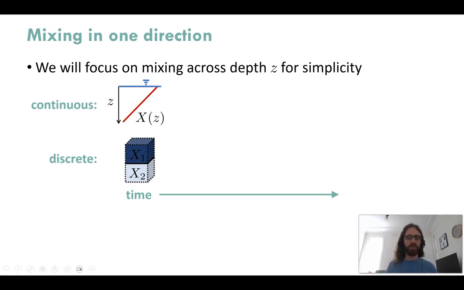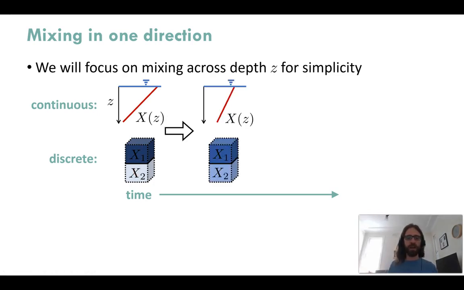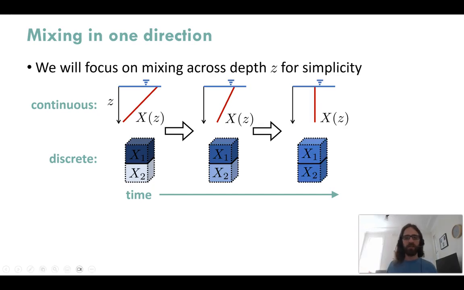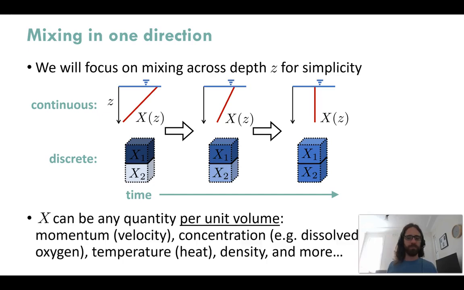A discrete representation of this same scenario is that you have a large quantity on top of a smaller quantity. Over time, the mixing process is going to reduce the differences that you see across different depths. So the color difference, indicating the difference in the quantity, is getting weaker over time. Eventually you have a uniform distribution of some quantity, so there are no longer any differences throughout different depths of the fluid.